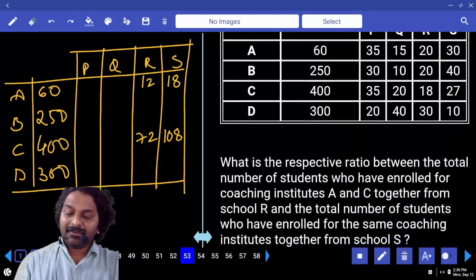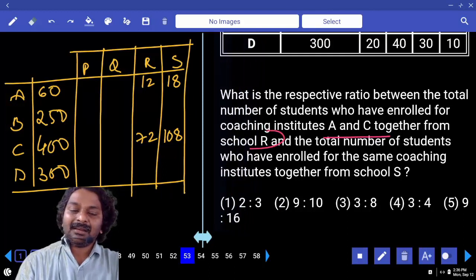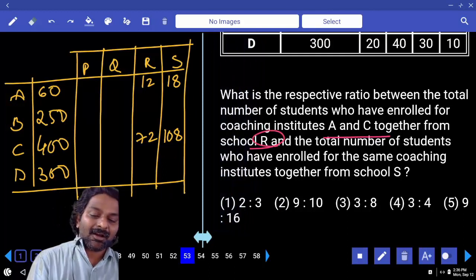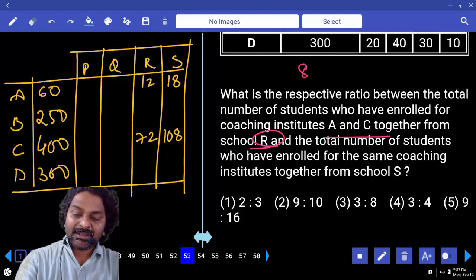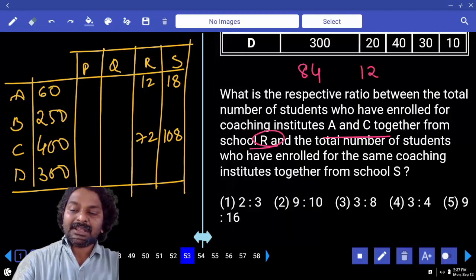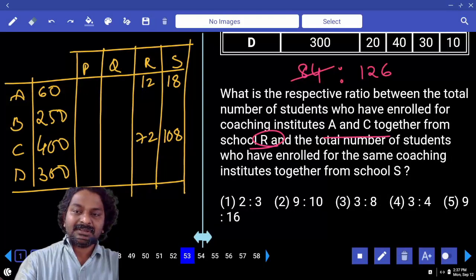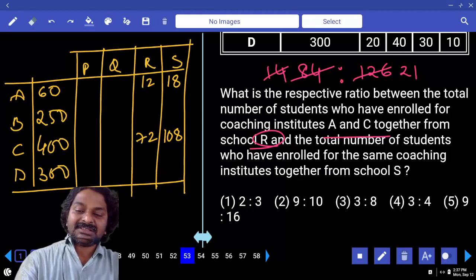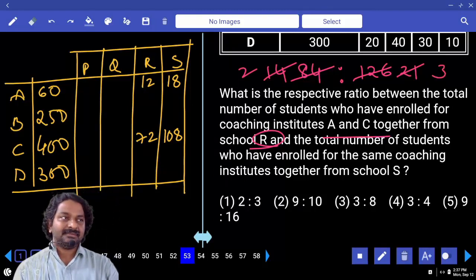Now we were asked to calculate the ratio between AC from R. AC from R, how many do we have? 12 plus 72, 84, and then 18 plus 108, 126. We were asked to calculate the ratio only. 6 how many times? 14, 6, 21, 7, 2 times, 7, 3 times, 2:3, first option.